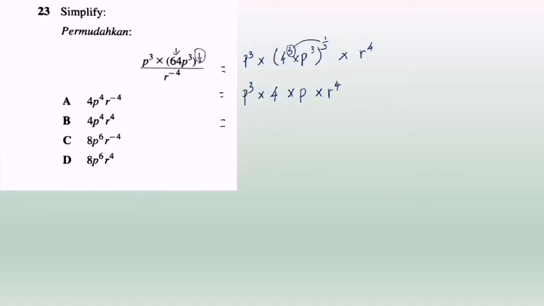So the answer is 4. P power of 3 multiply P power of 1 is 3 plus 1 and r power of 4. So the answer is 4 P power of 4 r power of 4. So the answer is B.